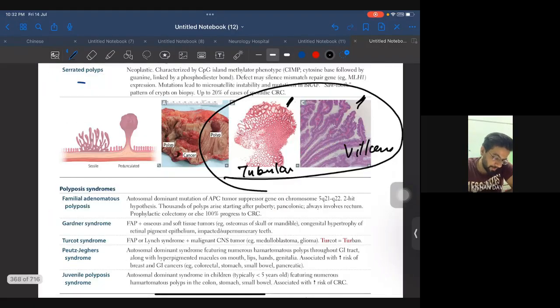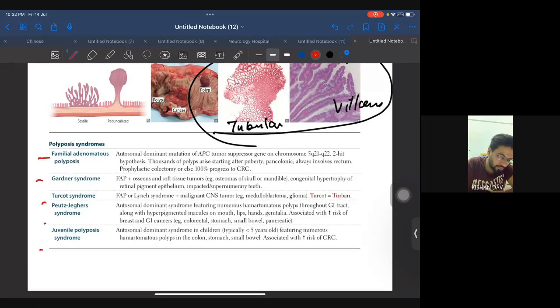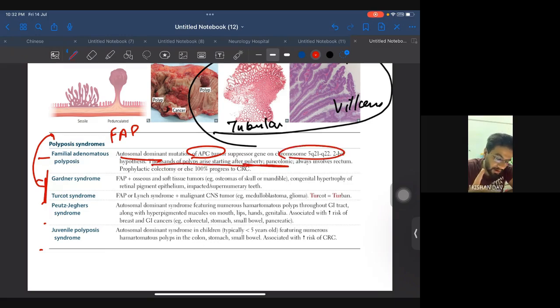Moving on to the polyposis syndromes, I'll give you a highlight of how you need to remember them. FAP is the main one, and these two are related to FAP. FAP is autosomal dominant, APC tumor suppressor gene, chromosome 5q. Thousands of polyps arise starting after puberty. There is 100% progression to malignancy. It is autosomal dominant, so it can pass on to your child. This question has been asked so many times.